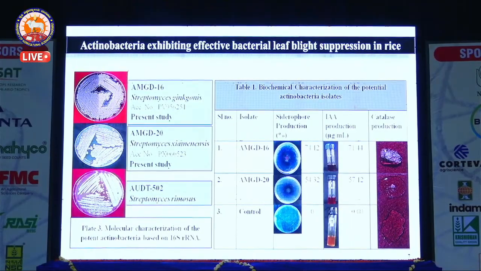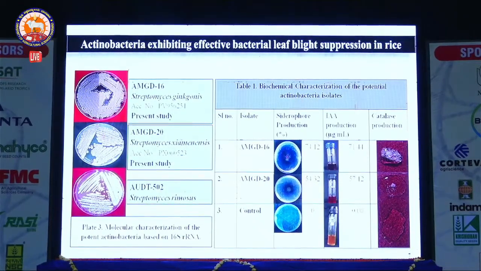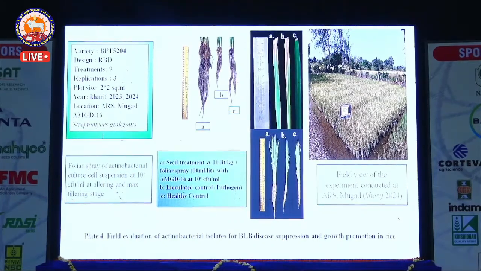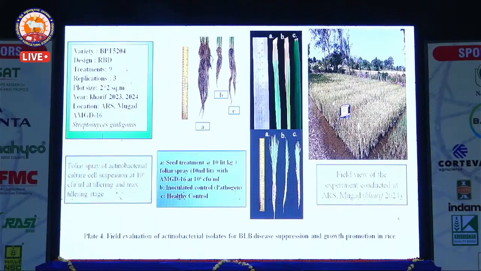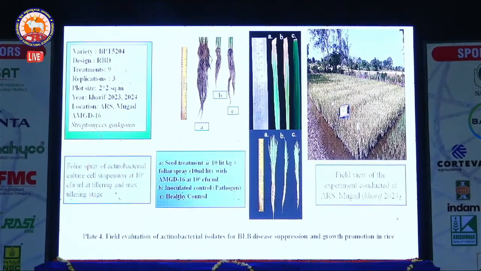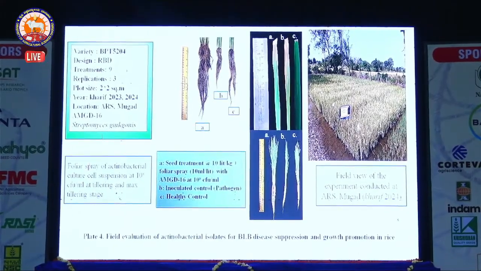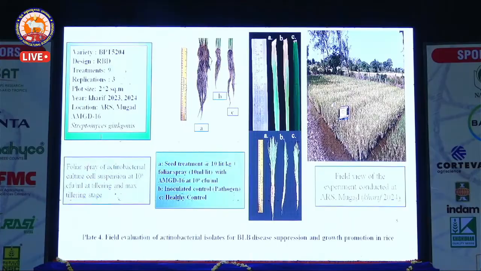And when biochemically characterized, they were producing siderophore. They were positive for IAA production, catalase production, and also HCN production and phosphorus solubilization. And when taken under field evaluation, the seed treatment at 10 ml per kg and 2 foliar sprays of 10 ml per liter with AMGD 16 at 10 raised to 8 CFU per ml enhanced the root length and the plant height, and reduced the lesion length, which showed that they are good plant growth promoting and disease suppression agents.